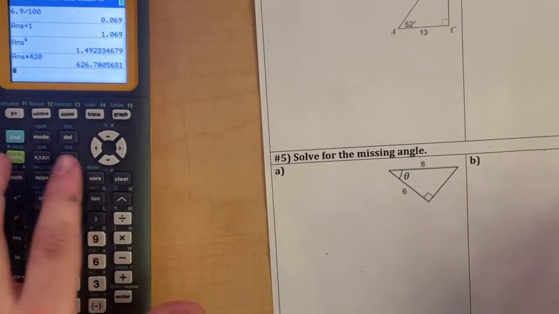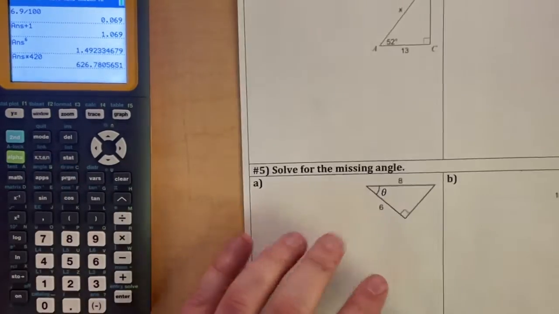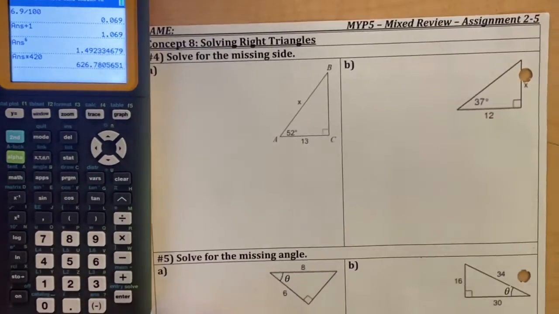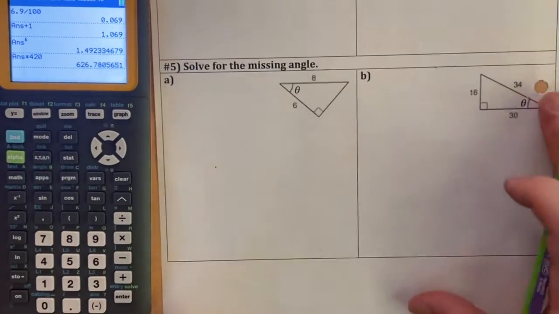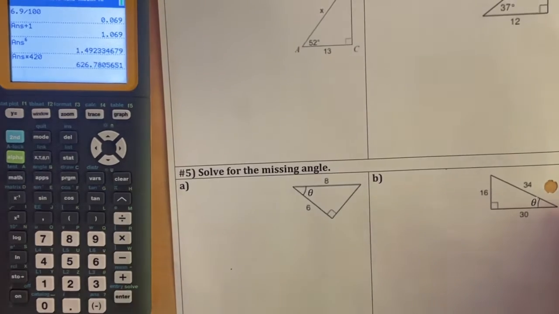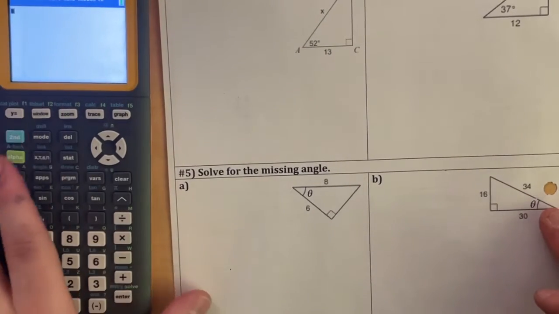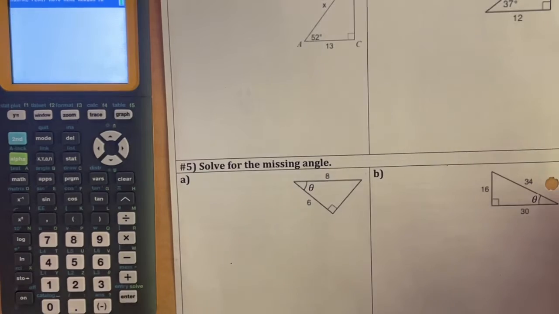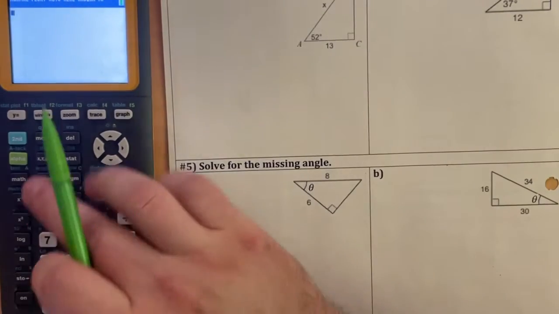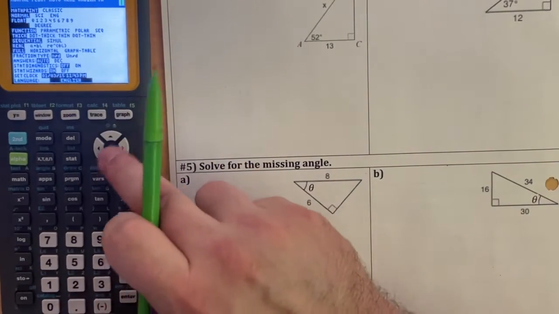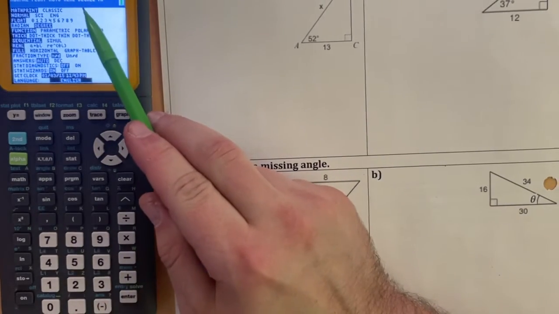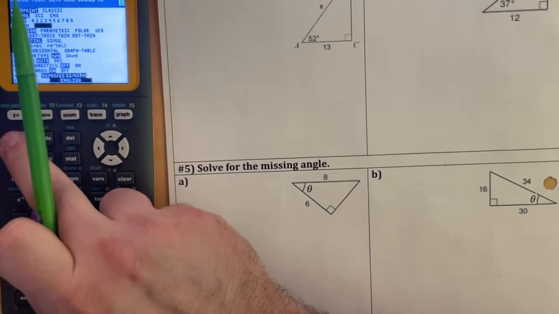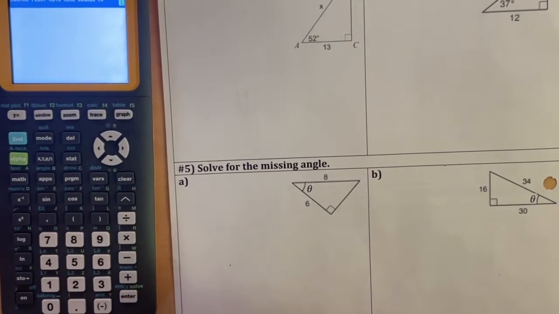On the back, we have some solving right triangles. And so for number 4, we're solving for that missing side. And then for number 5, we are solving for the missing angle. So what I want to do first is this. I want to set my calculator in degrees. So I click on mode and I scroll down to where it says degree and I press enter, so that way it is selected. Again, you can make sure it has it at the top for yourself. And I can hit second quit, so that way it is in the right scenario.